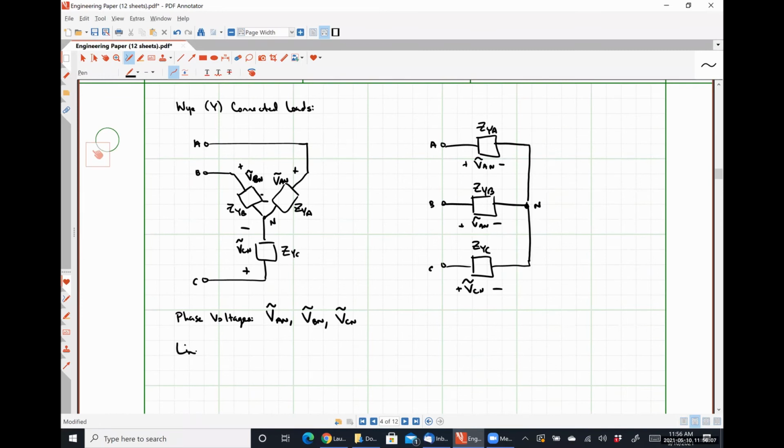Our line voltages, Mr. Bailey, I believe already got us started on those. So those are the ones measured between the transmission line terminals. So VAB, VBC, VCA.